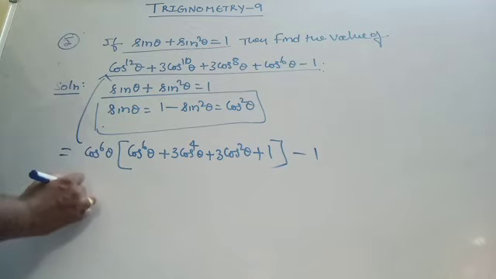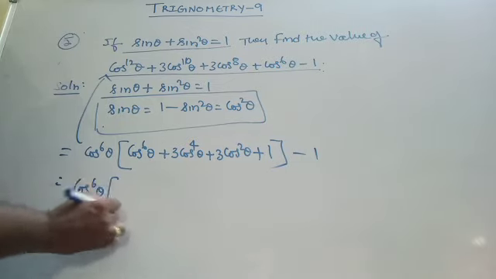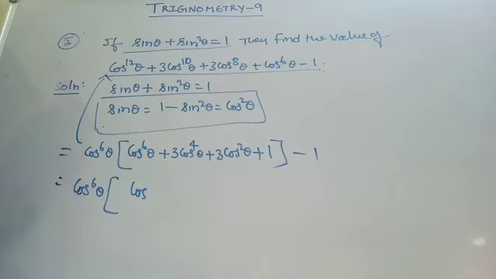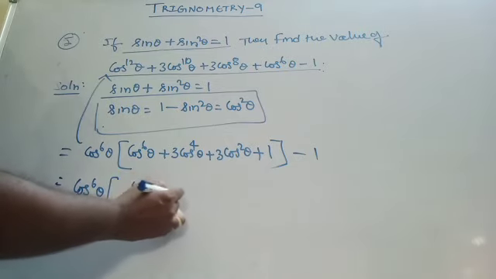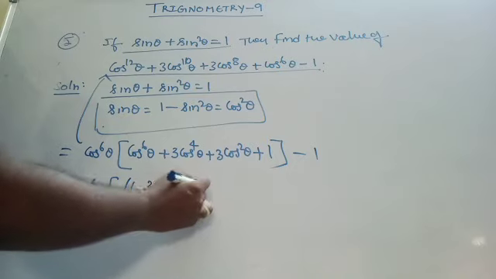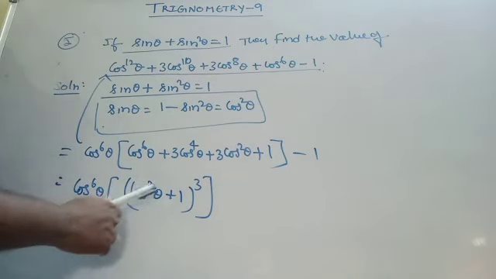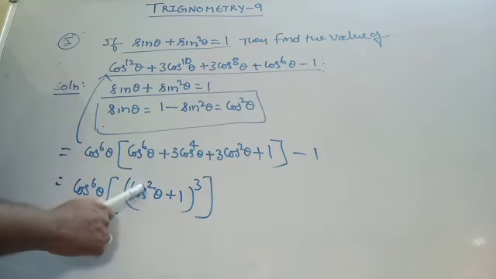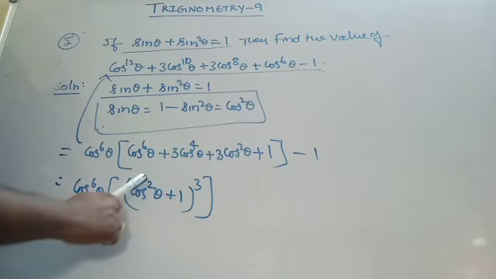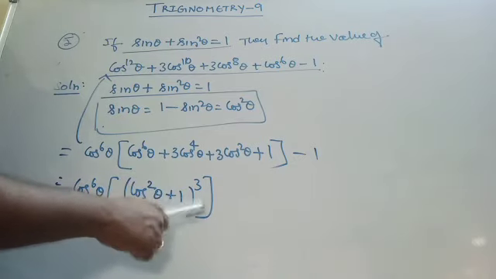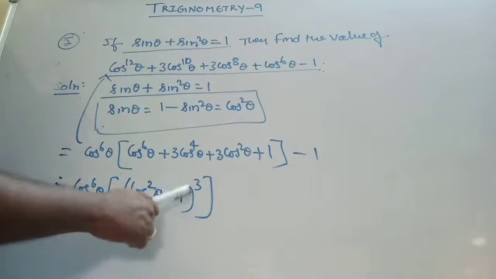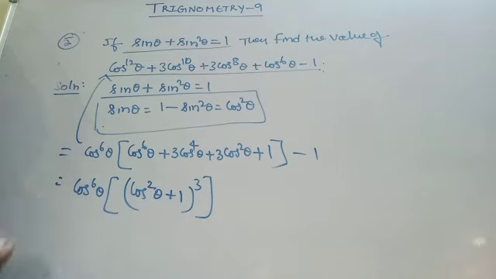You can write it as cos power 6 theta into this. Of course, my dear students, you can write this very nicely as cos square theta plus 1 whole cube, because you know a plus b whole cube is a cube plus 3a square b plus 3ab square plus b cube. A cube means cos power 6 theta, plus 3 into cos power 4 theta into 1, plus 3 into cos square theta into 1, plus b cube means 1. Wonderfully we have got it like this, and it is minus 1.